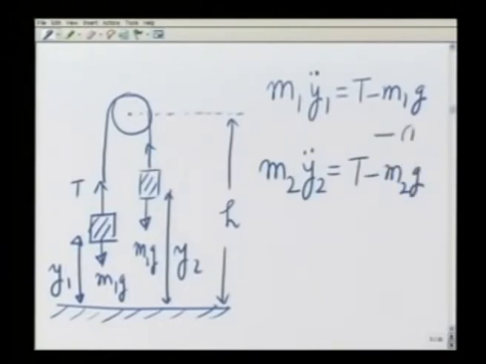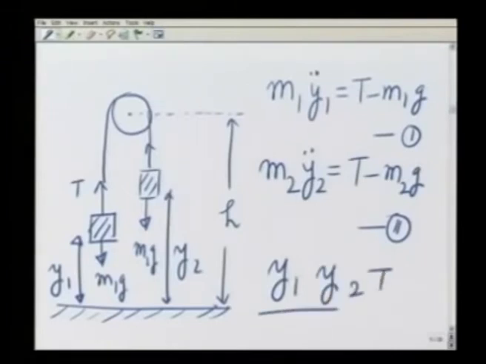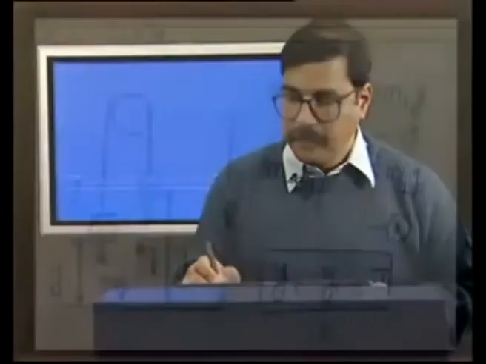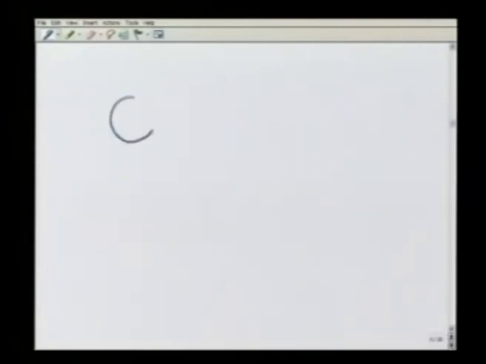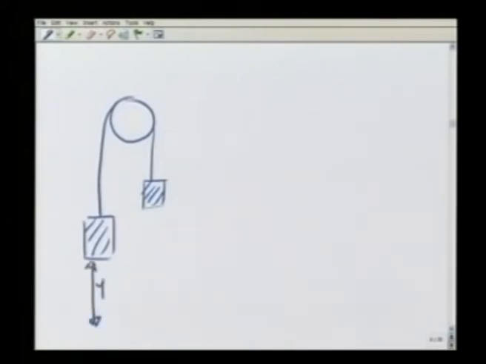I have gotten my two equations of motion, but again the number of variables are y1, y2, T, 3. So one equation that is missing must be provided by the constraint itself, and that is where this picture comes in handy. Recall again, the constraint that the two masses move together is provided by the fact that the rope is of fixed length.